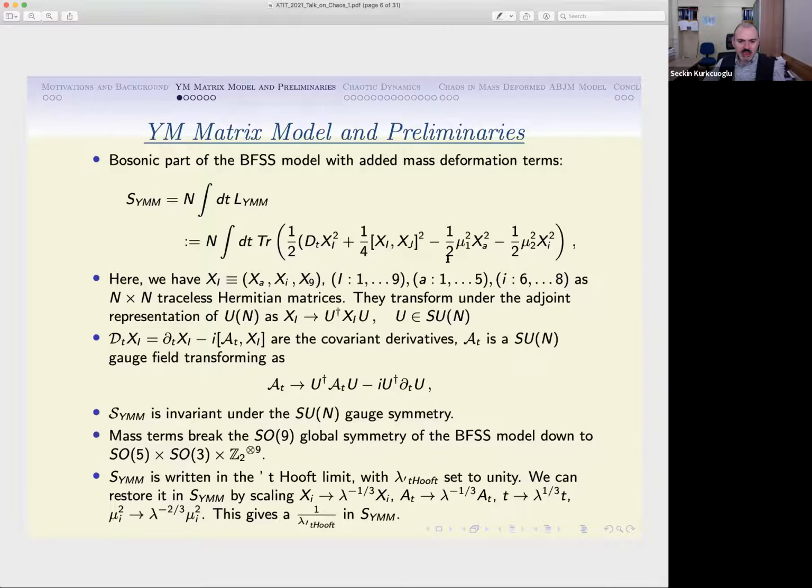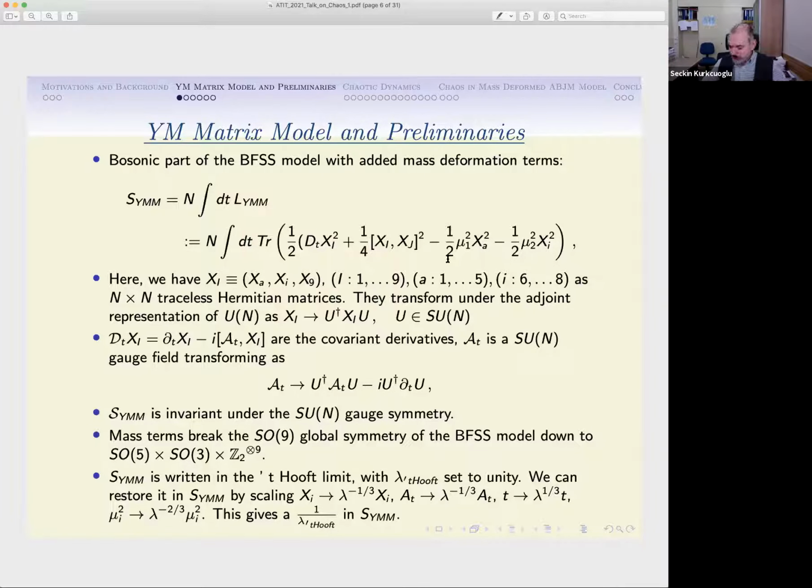If not... Hocam, can I ask another question? Yes, please. In the original derivation of the bound, there were no mass terms, and the virial theorem plays an important role, right? As far as I remember.